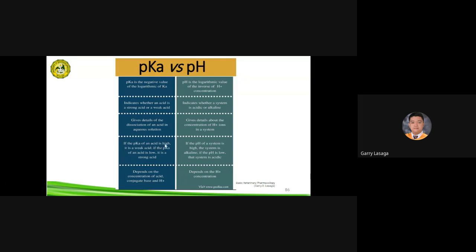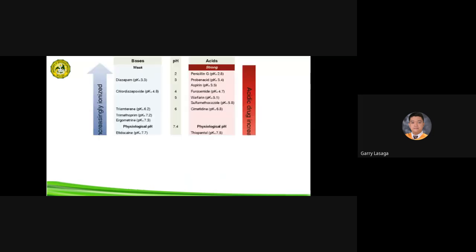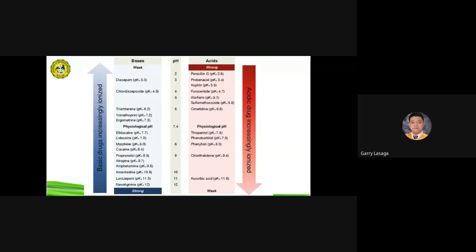So if the pKa of the acid is high, it is considered to be a weak acid. If it is low, it is considered to be a strong acid. If the pH is high, the system is alkaline. If the pH is low, the system is acidic. So these are the differences between our pKa and pH. So we have here examples of the different types of acids, strong acids and weak acids.